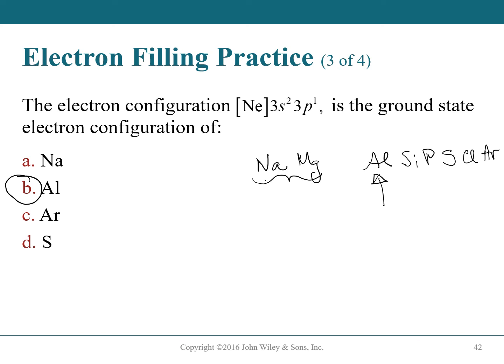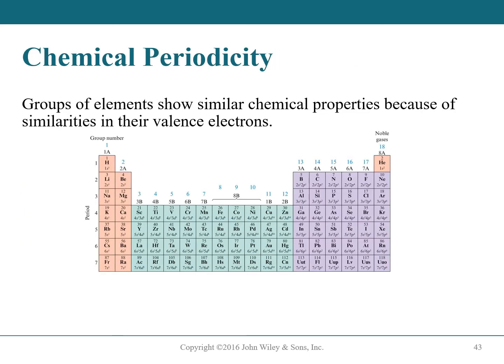Okay, and all you're going to do is read this. Start off at neon, go down to the next line, and do your main group columns, because these are your valence electrons. You're going to be in group 3A. So if you intersect group 3A with row 3, you'll see that's aluminum.